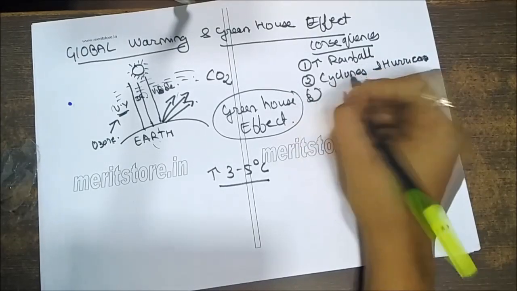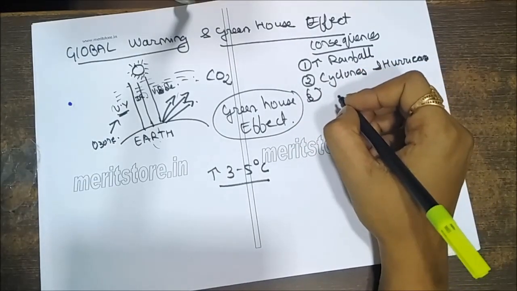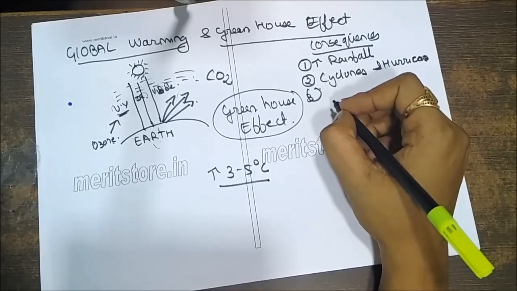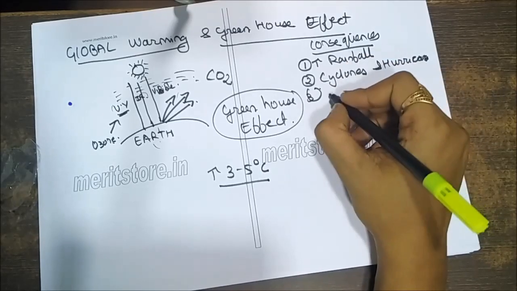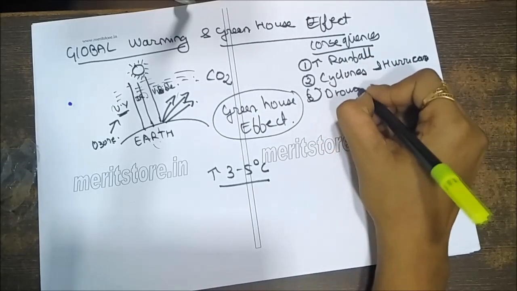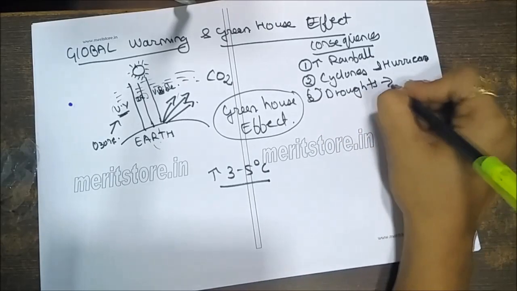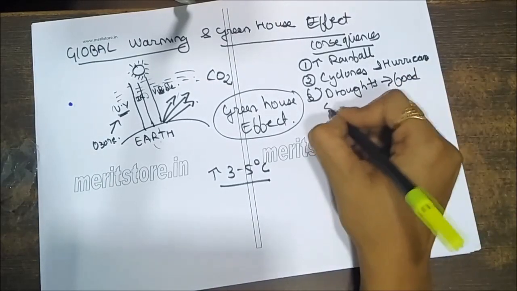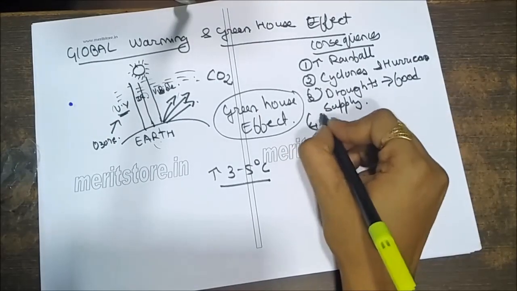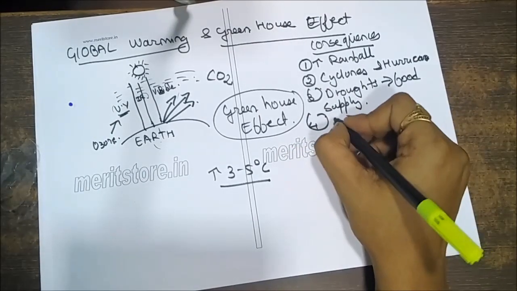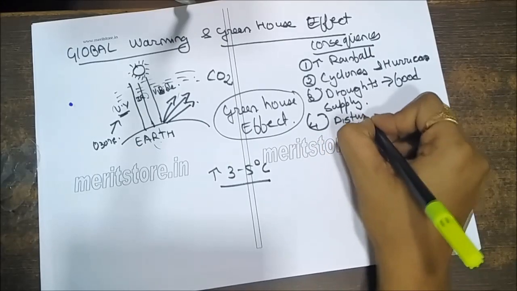Next, there will be shifts in the fruit growing areas, which will create less and less security for food supplies. So in some areas the rainfall will be higher, and in some areas there will be droughts. So food supply will be affected. Next, it causes a disturbance in the ecosystem.